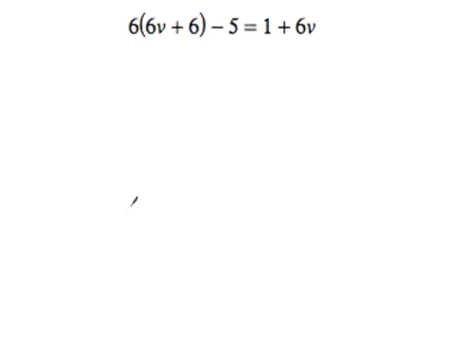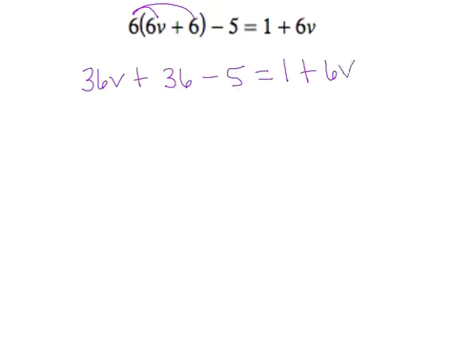My next example is 6 times 6b plus 6 minus 5 equals 1 plus 6b. On this one, I've got a little bit more that I need to clean up. I'm going to start with the left side, and I'm going to distribute out so that I can get rid of my parentheses. So I'm going to do 6 times 6b, which makes 36b. And then I do 6 times 6, which gives me 36. I still have the minus 5, and it's still equal to 1 plus 6b.